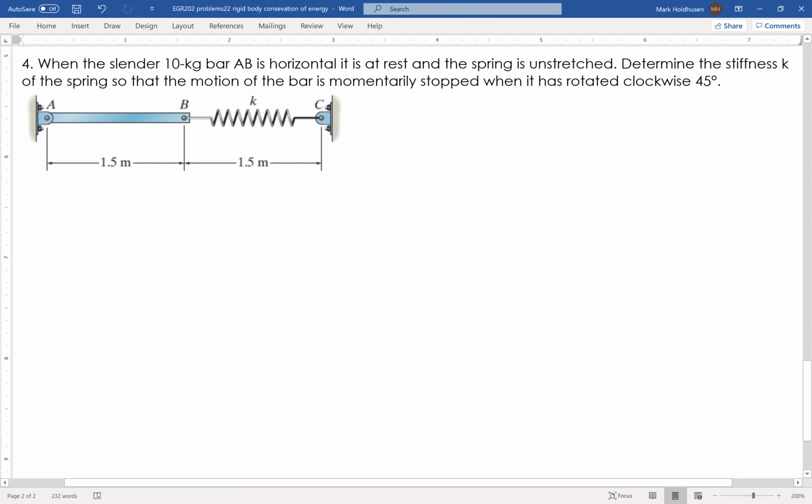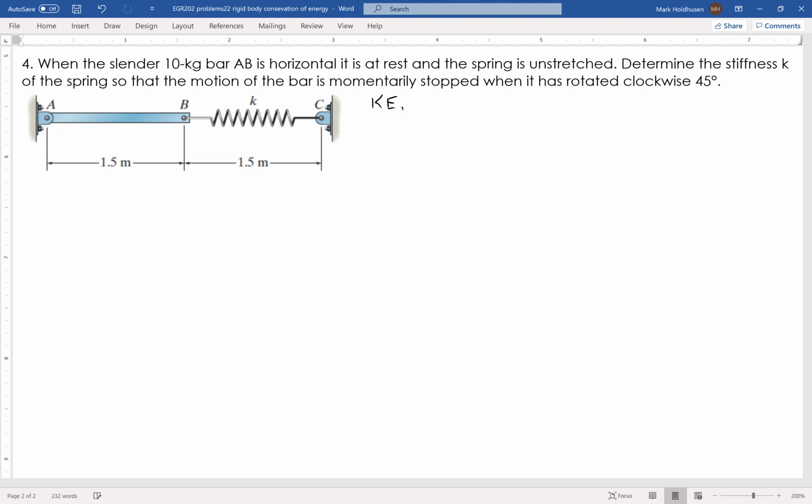Okay, so here I've got a 10 kilogram bar, horizontal, springs unstretched, at rest. I want to find the stiffness so that when it gets down to 45 degrees, it comes to rest. Okay, so all I've got here is a spring, gravity, conservation of energy.